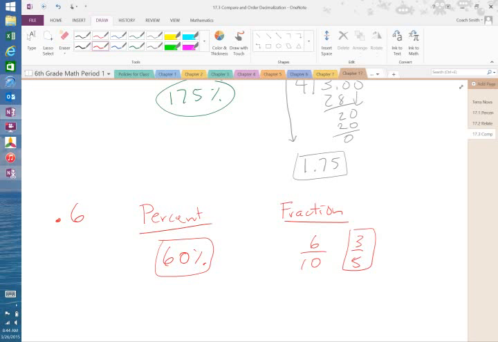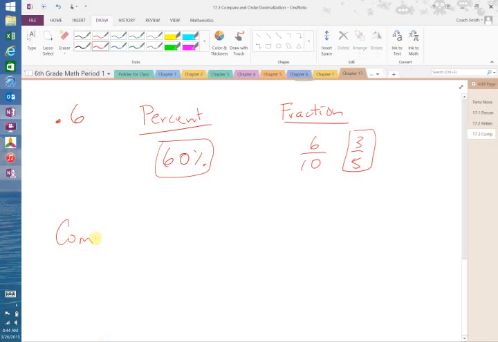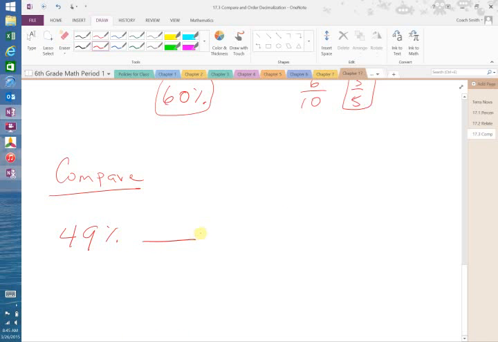Okay? Now, what if we're comparing, what if I want to compare 49% to 0.51? What do you think I have to do? Isaac? Okay, and why are you doing that? Starts with a P. There you go. All right. So we're going to put them in the same unit of measurement.